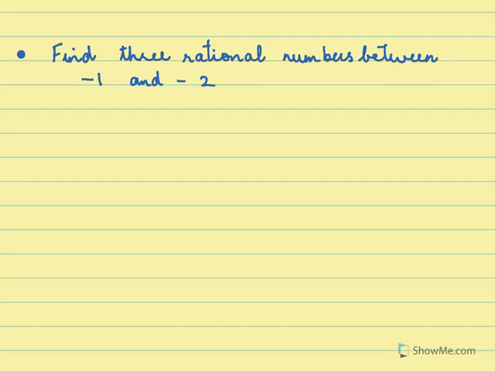Find three rational numbers between -1 and -2. So I here have -1 and -2, and I need to find three rational numbers, say 1, 2 and 3, and that would be, say, -1.1, a rational terminating decimal, -1.2, -1.3, and so many of them. There would be numbers between -1 and -2.